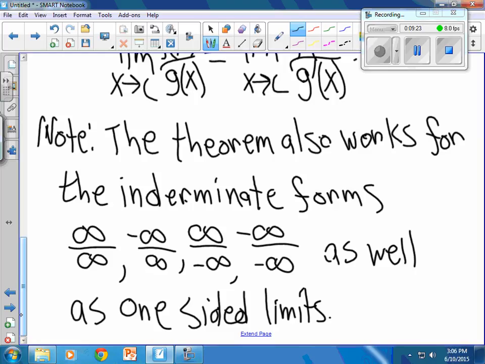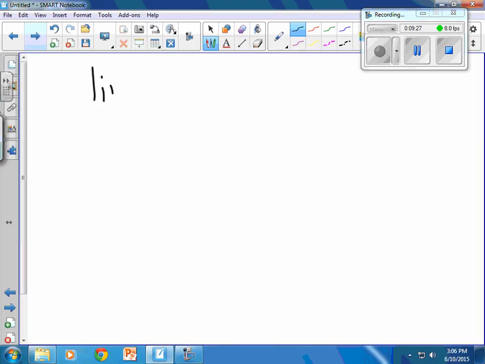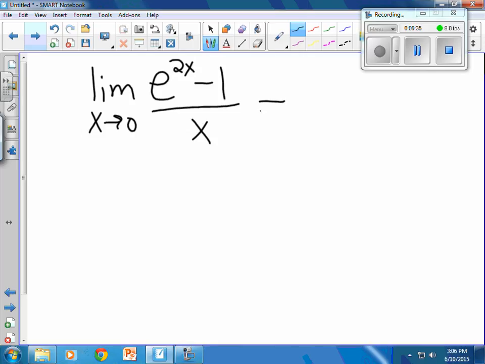So how does that help us? Well, notice, if we come back to our previous example, the limit of e to the 2x minus 1 over x as x approaches 0, we already know from what we wrote above, we get 0 over 0, so that's an indeterminate form. It's indeterminate because what's really happening is the numerator is getting closer to 0. The denominator is also getting closer to 0.